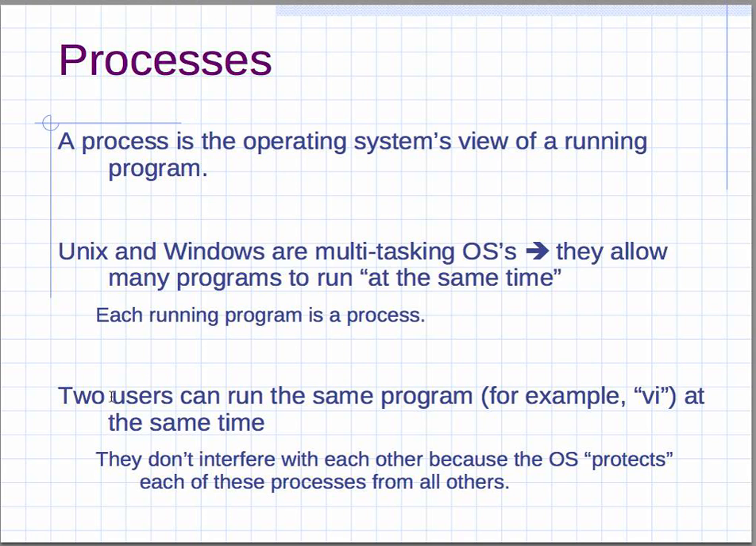So for example, two users can run the same program like VI at the same time. They don't interfere with each other's data because the operating system protects each of these processes from all others. Later, in more advanced classes, we will see that processes can actually share data, but you have to be careful about how you do that, because if you're not careful, you can damage each other's data. For now, you can think of each process as having its own little sandbox to play in, completely different from all of the other programs that are running at any given time.